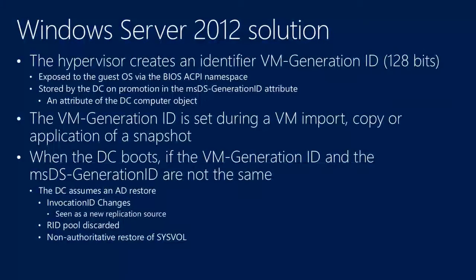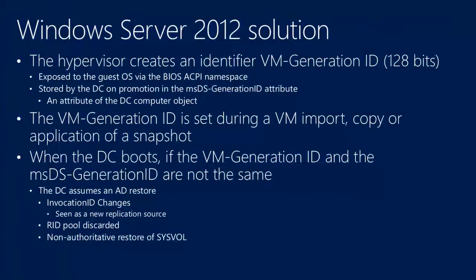So the VM generation ID is set during a VM import. So if you import a VM, you do a copy or you apply a snapshot. When you take a snapshot, the generation ID doesn't change. It's when you apply it that it changes. So when the DC boots, if the generation ID is changed, then it assumes that it needs to do an AD restore, because it says, I've gone back in time, so my database is useless. So what I'll do is an AD restore. Well, it's already got the database.